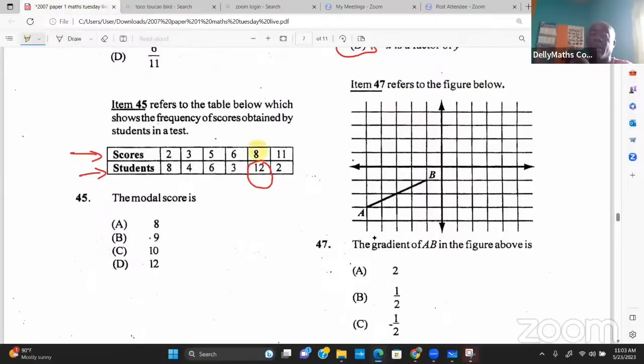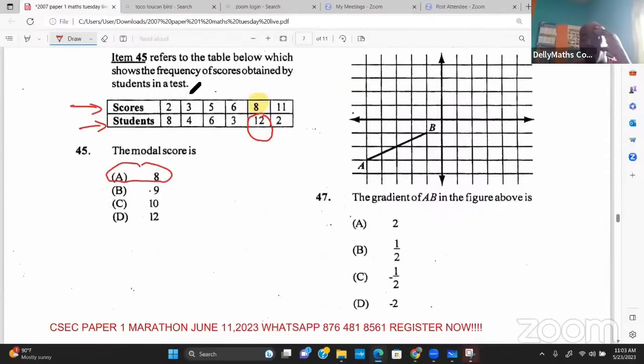So the score for that way, because a lot of people would have picked 12. No, you will be incorrect. 12 is not even data. 12 shows how many times a certain thing was seen, right? So the modal score is 8. We saw 8 12 times, right? All right, that's 45. We did 46, so we go to 47 right here.